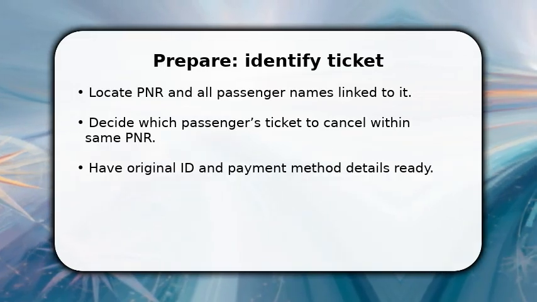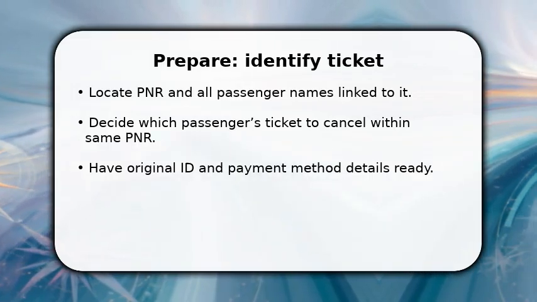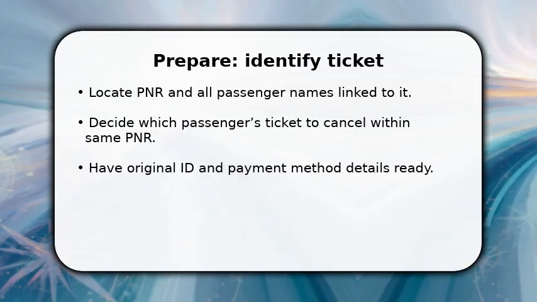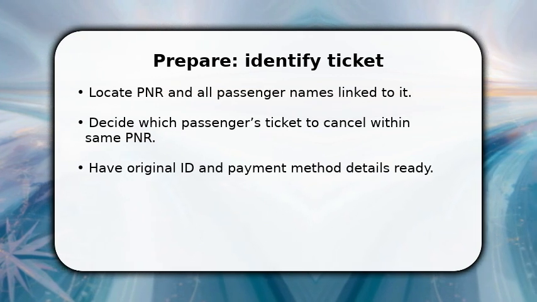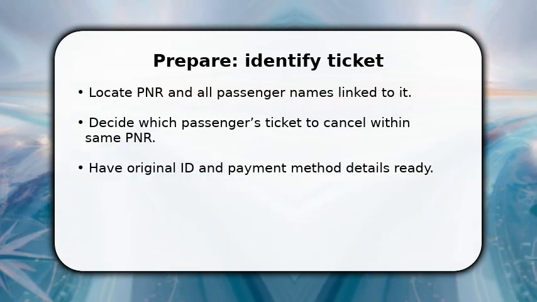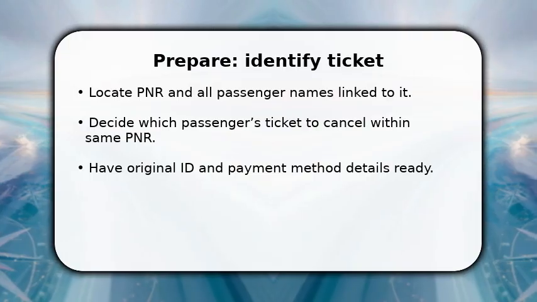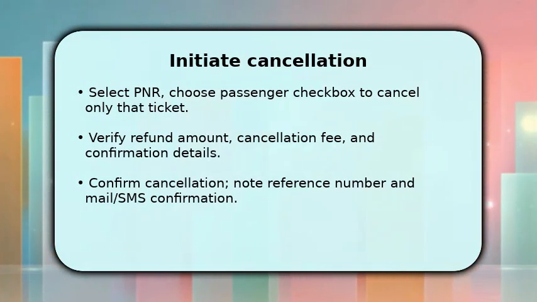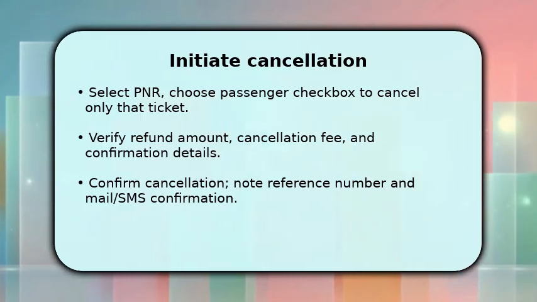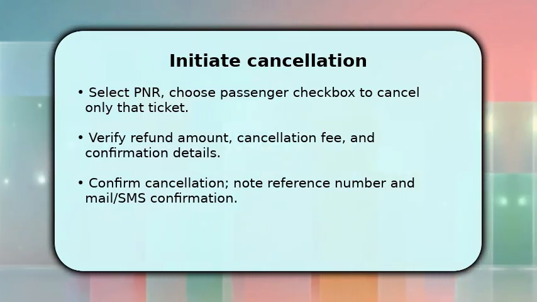You should also have the passenger's ID and the original payment method on hand so verification and refund processing go smoothly, and you can move to modify the booking immediately. Once you've identified the passenger, select the PNR and tap the option to modify or cancel passengers. Choose only that passenger's checkbox so the rest of the PNR remains intact.